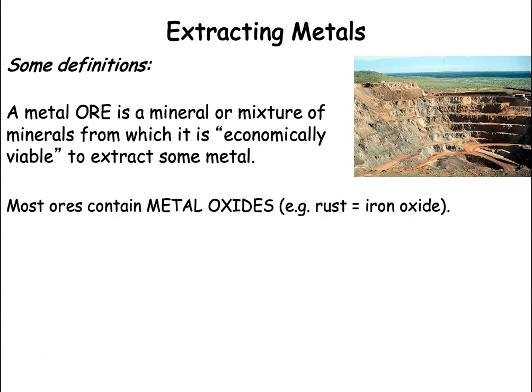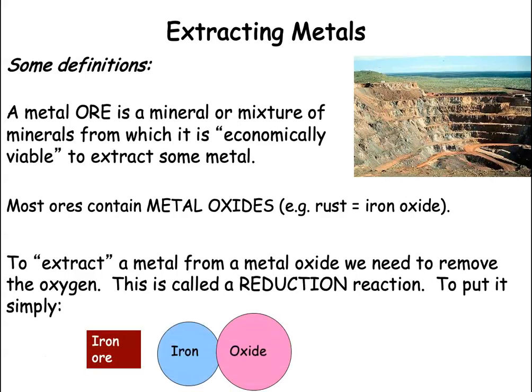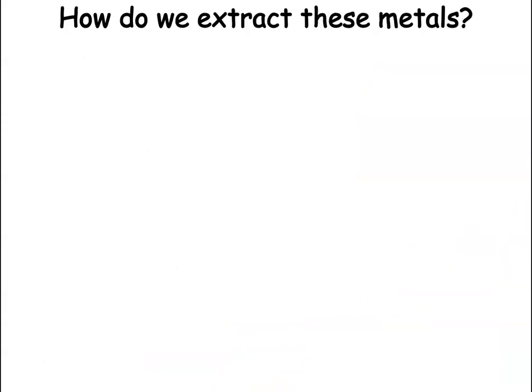Most ores contain metal oxides like iron oxide, zinc oxide, and the process of extracting a metal from its ore or from its oxide is called reduction. And here the definition of reduction will be loss of oxygen. So look at this example, iron oxide, remove the oxygen. It's better to say remove the oxygen rather than reduce the oxygen. So when you remove the oxygen to make iron, that is a reduction process.